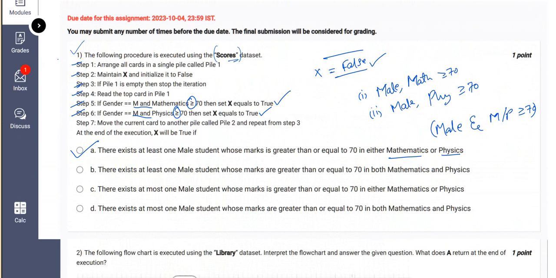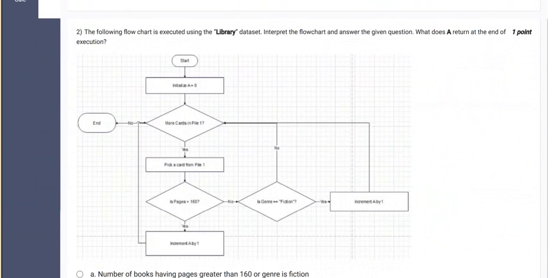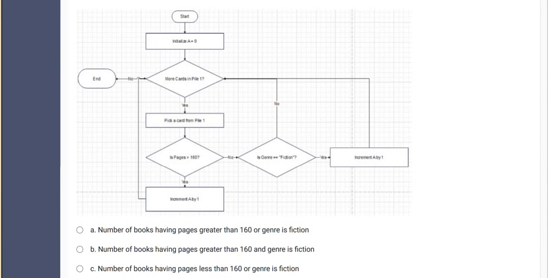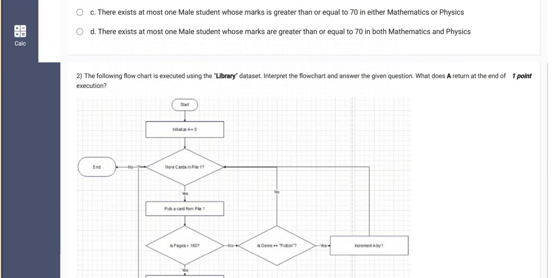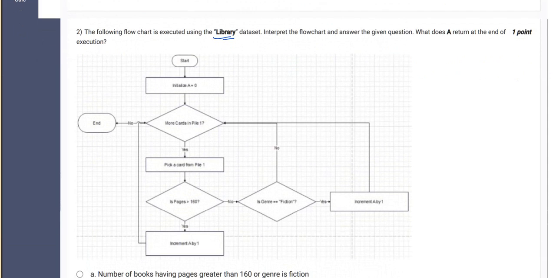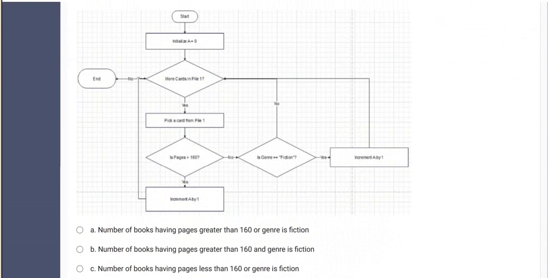So now going on to the second question. Here we are given a flowchart. Let us try to understand what this flowchart is telling us. This is executed using library dataset. Interpret the flowchart and answer the given question. What does A return at the end of execution? They're asking us what A returns at the end of execution.